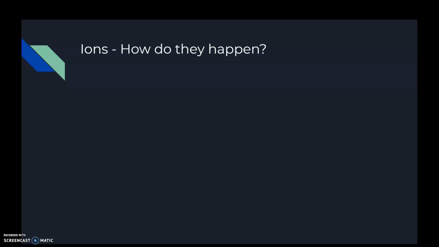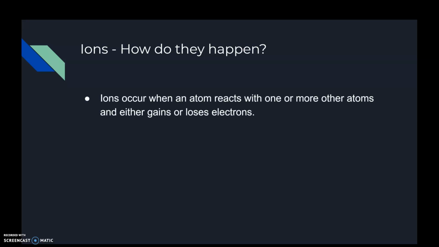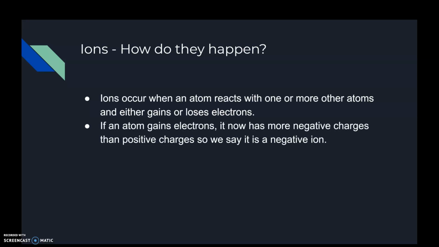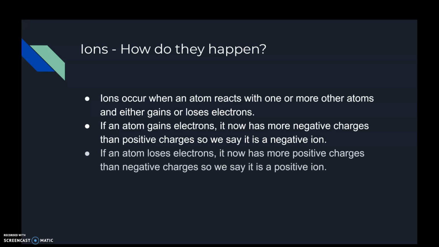Ions. How do these happen? Ions occur when an atom reacts with one or more other atoms and either gains or loses electrons. If an atom gains electrons, it now has more negative charge than positive charge, so we say that it's a negative ion. If an atom loses electrons, it now has more positive charges than negative charges, so we say that it's a positive ion.